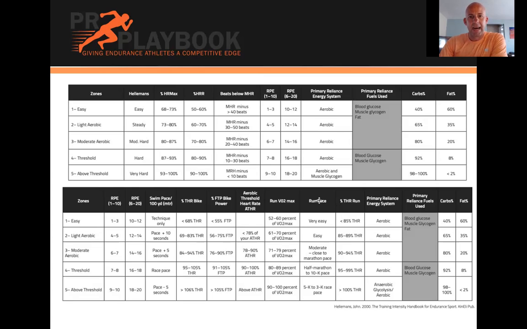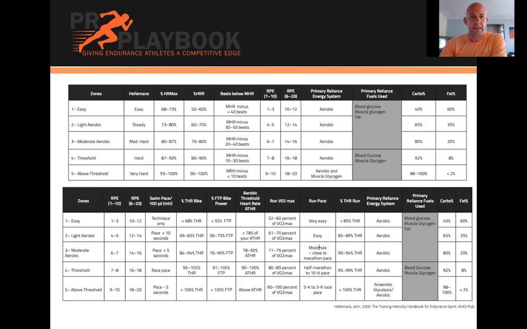When you're looking at run pace, the zone 1's very easy, it's a jog basically. Zone 2 is the light aerobic, that's your long run. If I was running with you, we should be able to hold a conversation the whole time. It's a rate of perceived exertion, 4 out of 10.